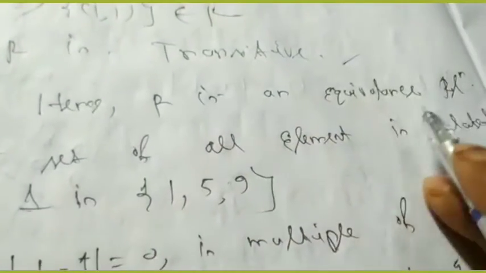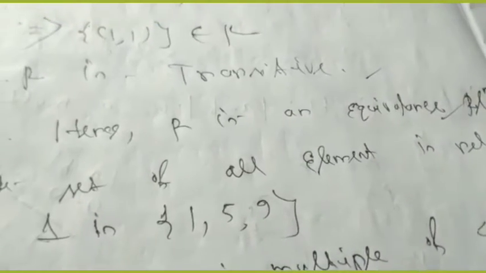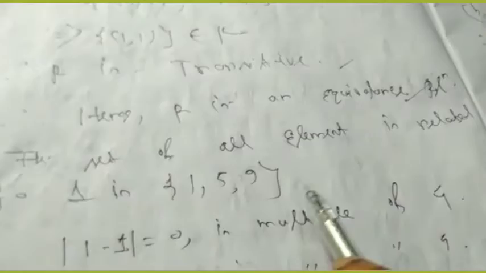So hence R is an equivalence relation. Why is it an equivalence relation? Because all the conditions are satisfied here. The set of all elements related to 1 is {1, 5, 9}.